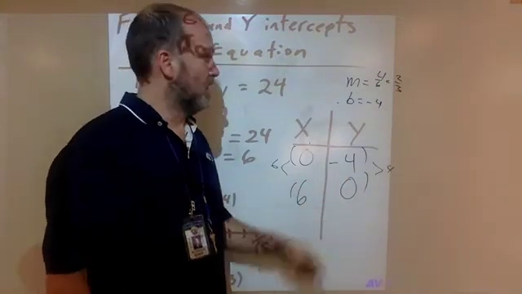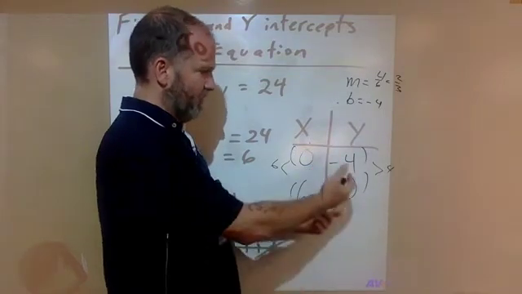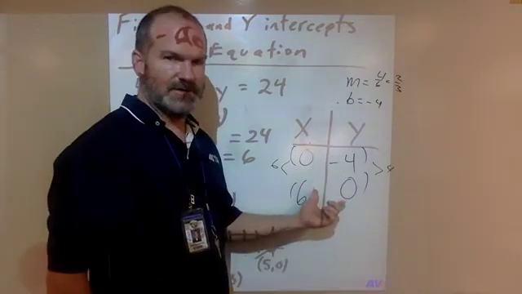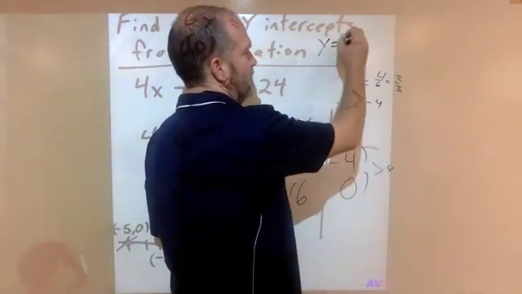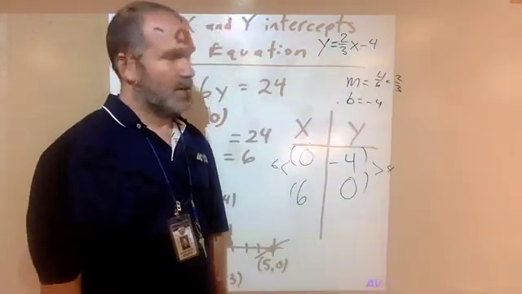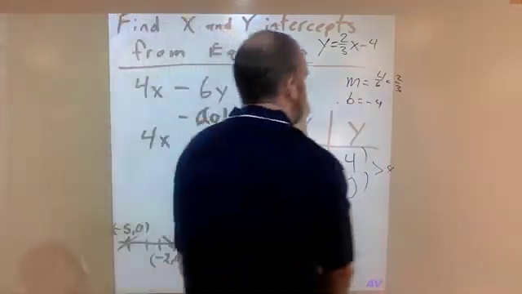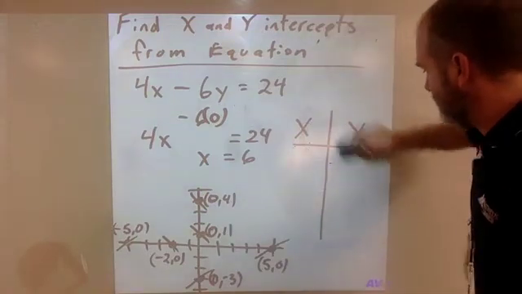You guys know how to do that. So if they say find the equation of a line that matches this table, that's how you do it. You find the slope and the y-intercept from this table, and then you just plug it into y equals mx plus b. Y equals 2/3 x minus 4. And you're done.